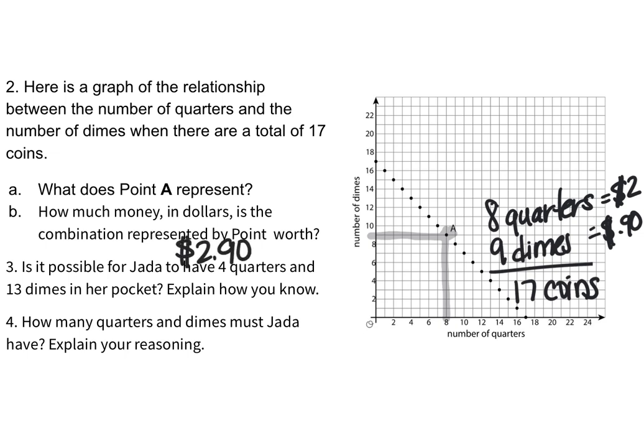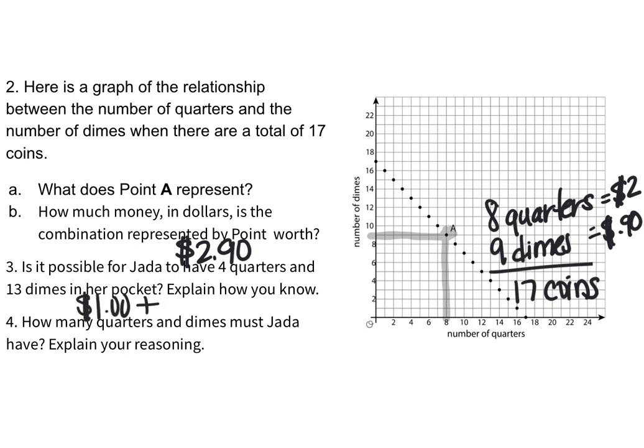So next it asks us, is it possible for Jada to have 4 quarters and 13 dimes in her pocket? And it wants us to explain how we know. So take a moment and think about that. Now remember, at the very beginning, they told us that Jada had $2 worth of coins and she had 17 coins, right? So now they're asking us if we're still talking about that same situation. Is it possible for Jada to have 4 quarters and 13 dimes? So let's think about how much is 4 quarters. Well, 4 quarters is $1. So I'm just going to put $1 here.